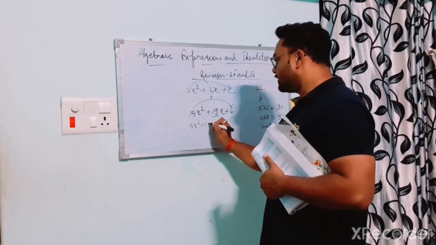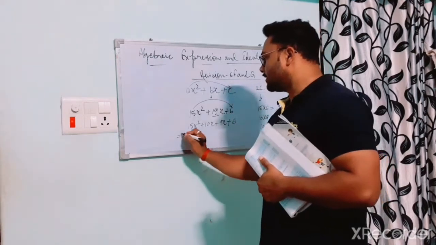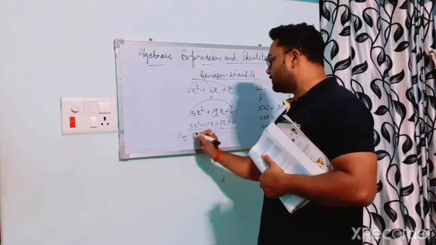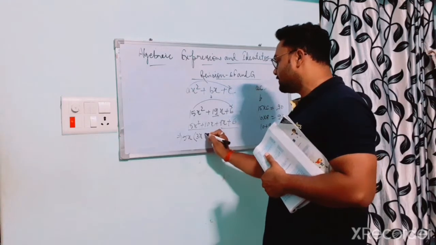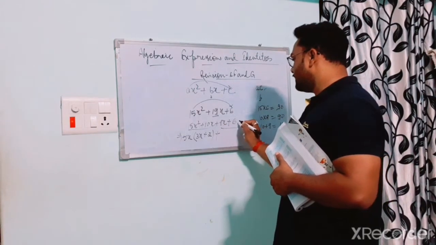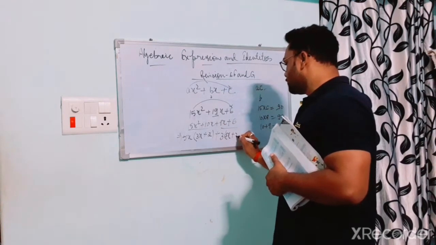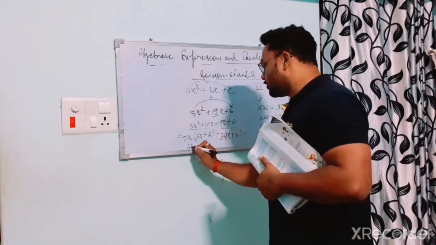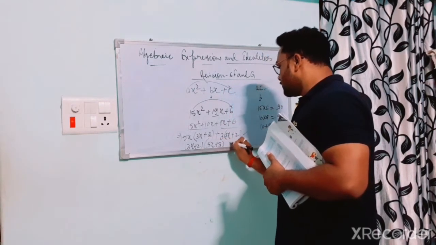15x square plus 10x plus 9x plus 6. So what is common here? You have to take two terms again. 15x square plus 10x: 5 is common, and x square and x, x is common. What remains? 5 threes are 15, so x into, and 5 twos are 10, so 3x plus 2. And here 3 threes are 9, 3 twos are 6, so 3 you can take common, 3x plus 2. Here also you can see this is continuing. So 3x plus 2 you have to take common, and what remains? 5x plus 3. So this is the answer.